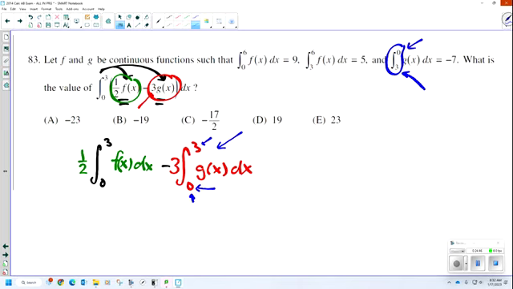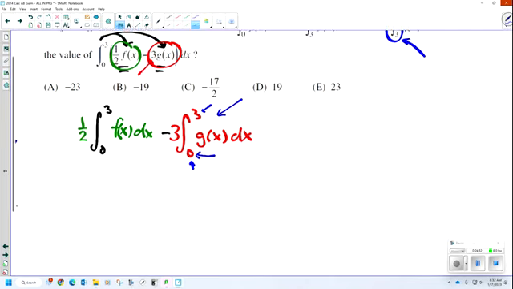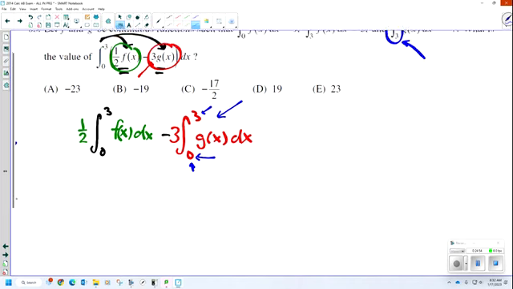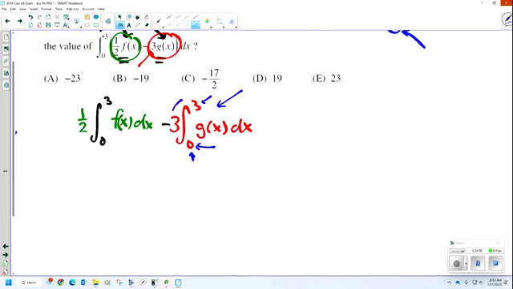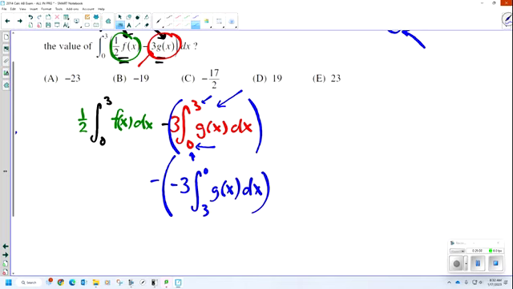So I can flip my bounds here, but anytime I flip the bounds, I have to negate my answer. Okay? So I'm going to take this whole thing. I'm going to minus. Now it's a negative 3 integration from 0 to 3 of g of x dx. Okay?